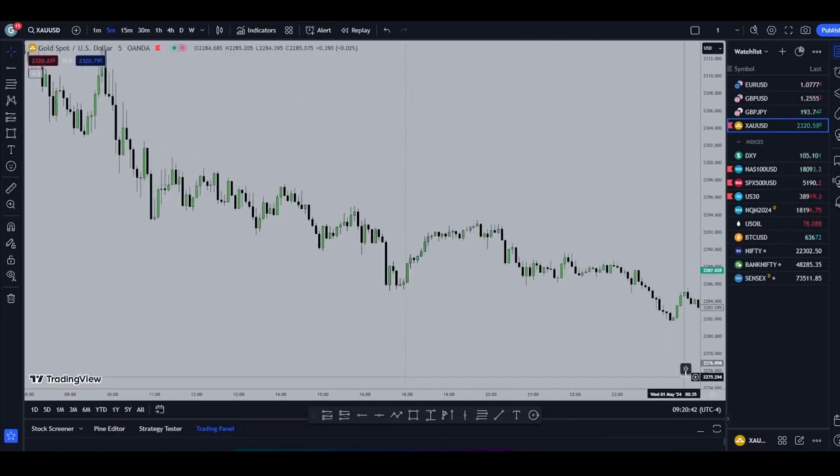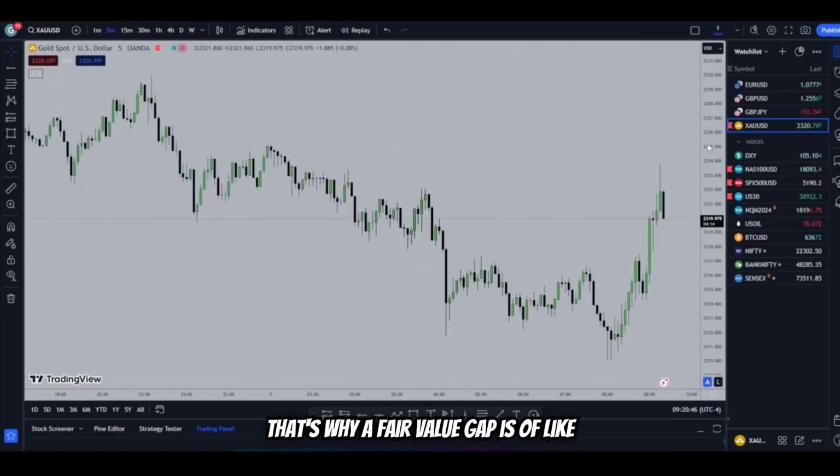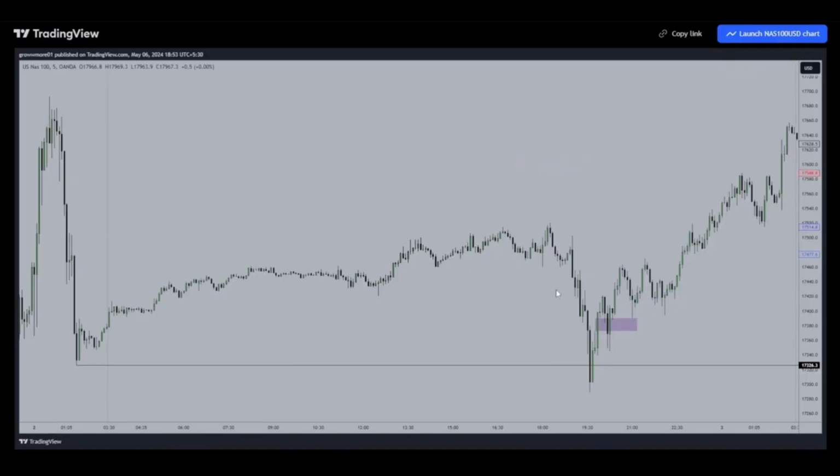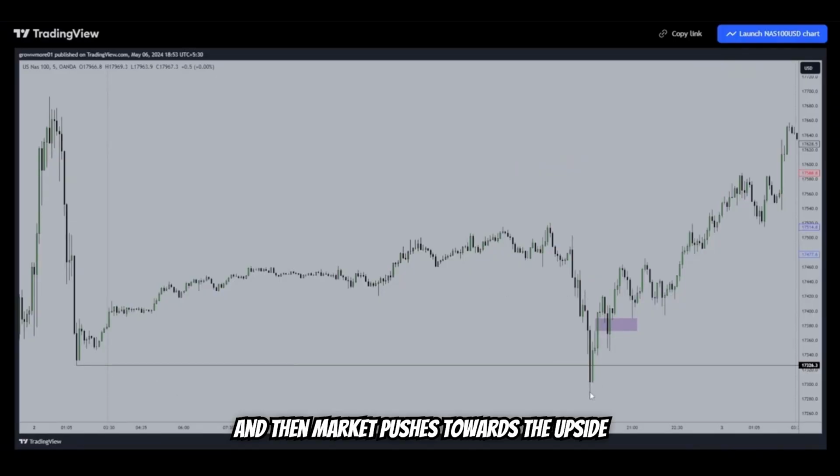So that's why a fair value gap is of two types. If you look over here, there was a draw on liquidity, and then the market pushes towards the upside, and there was this gap over here. Now what we'll do is take a buy at the starting of this fair value gap, and our stop loss will be below this. So this is what the fair value gap is.